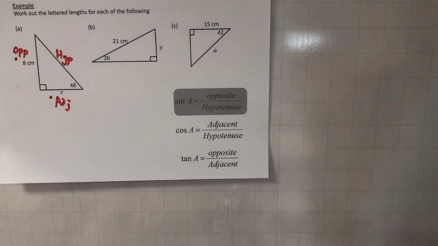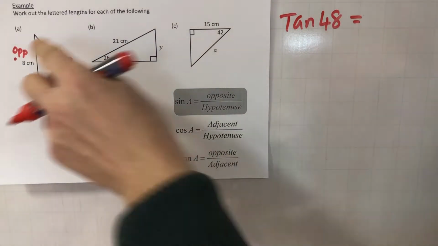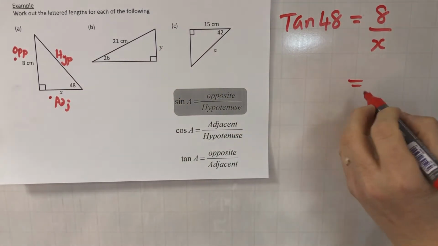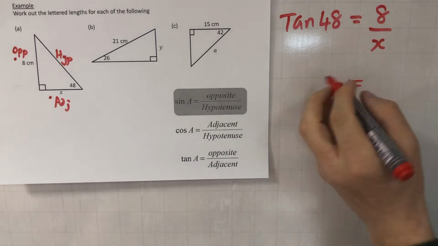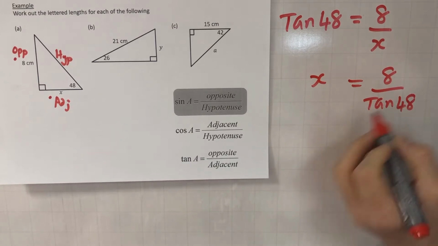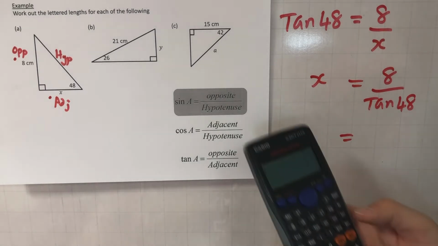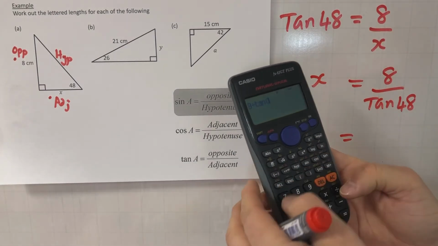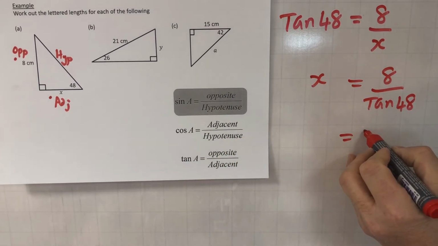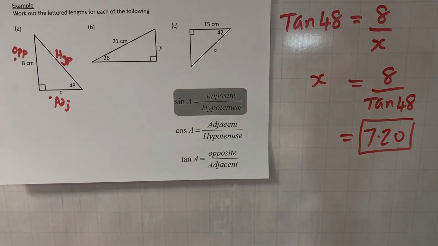So tan of the angle, tan of 48, is the same as the opposite side, which is 8, divided by the adjacent side, which is the letter x. Because the letter we want is on the denominator, it is once again a division. So on the calculator, we have 8 divided by tan 48 equals, and to 2 decimal places, that's 7.20. First one done.